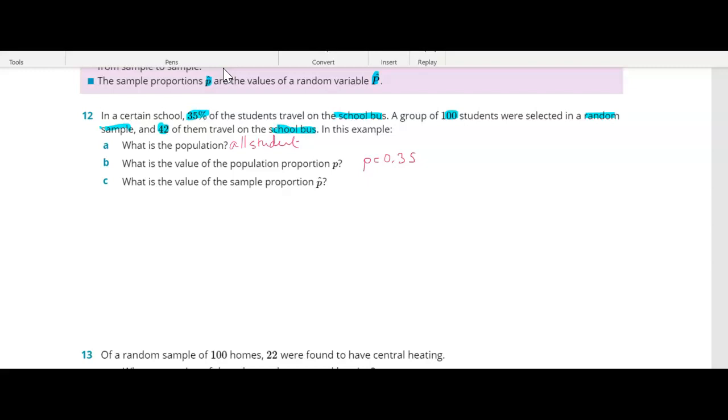What is the value of the sample proportion? This is the sample of the 100 students, so that's going to be 42 over 100, which is quite easy to do without a calculator, which is 0.42. So the population proportion is 0.35, and the sample proportion is 0.42.